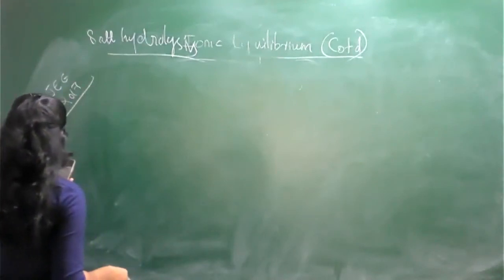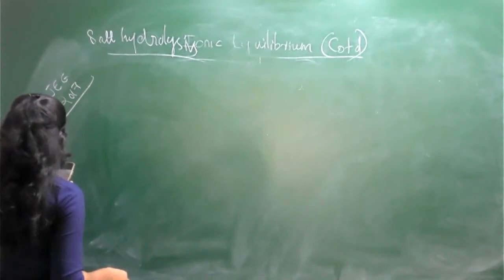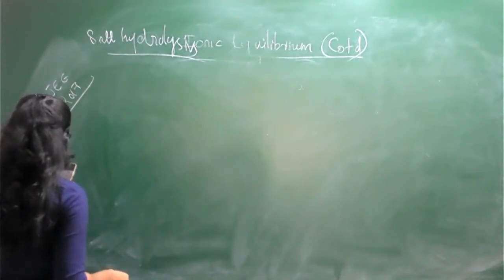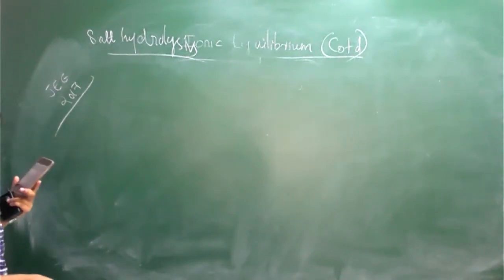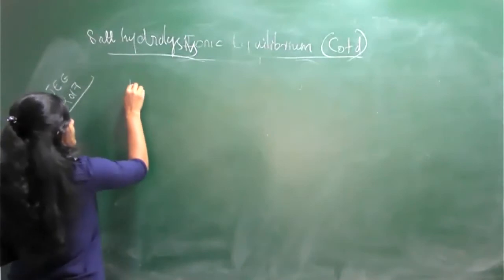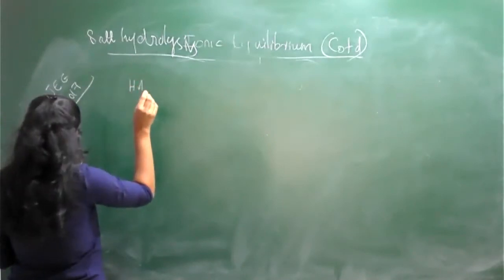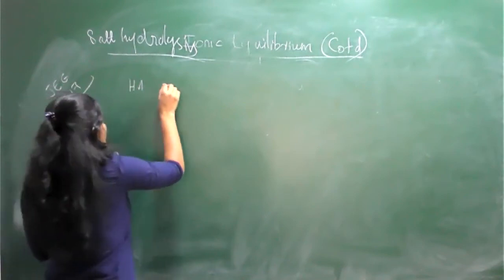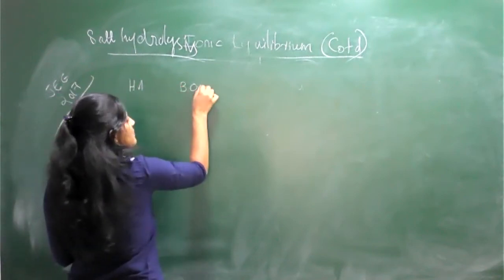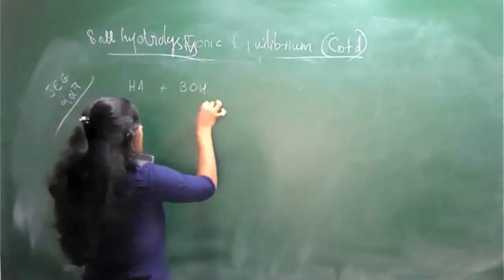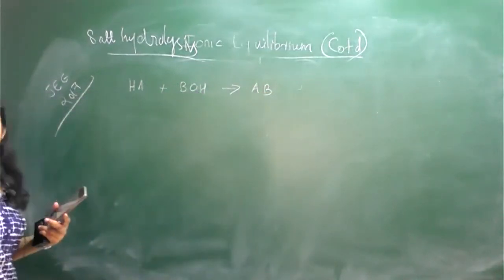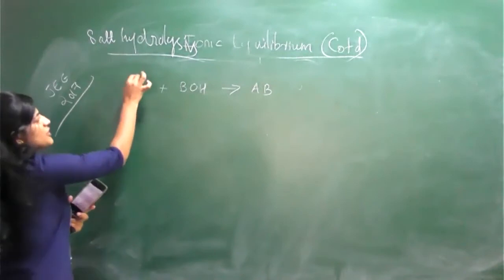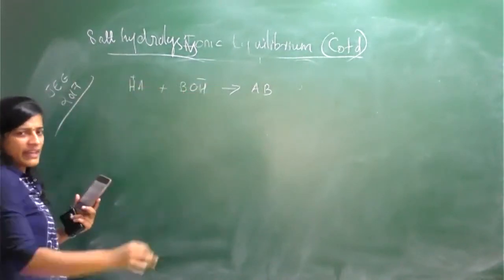2017 question, okay. They are providing like this. HA is an acid. Acid plus base, BOH. These are combined together forming an AB salt. Okay, AB salt. Sure, no? H plus, OH minus. Water decomposes and remaining AB.